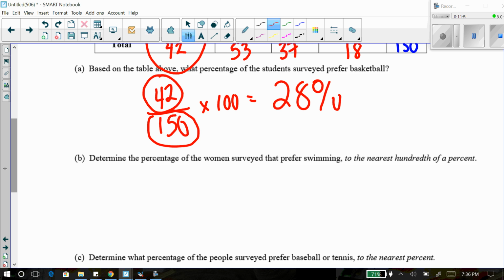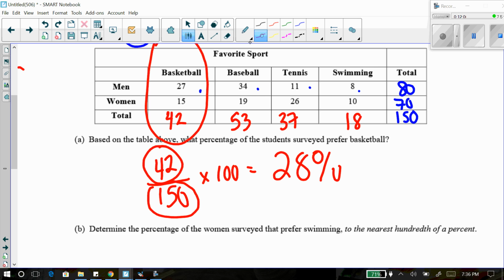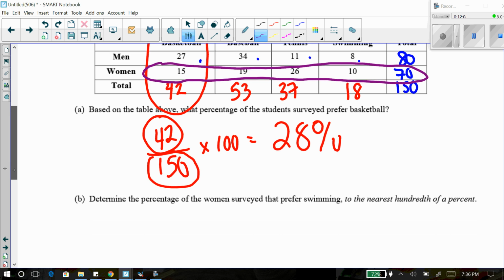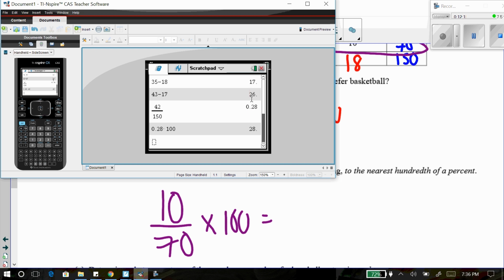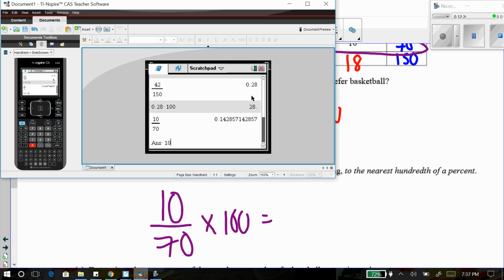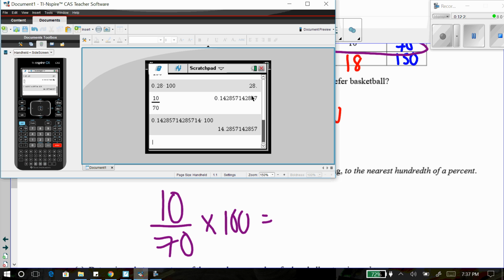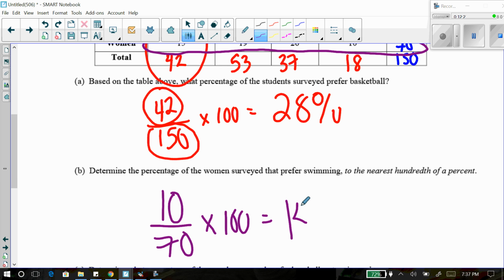All right, what percentage of the women surveyed prefer swimming? So out of the women, 10 of them chose swimming. So 10 out of the 70 women chose swimming. So 10 out of 70 times 100, to the nearest hundredth, which is 2 decimal places, is 14.92%.